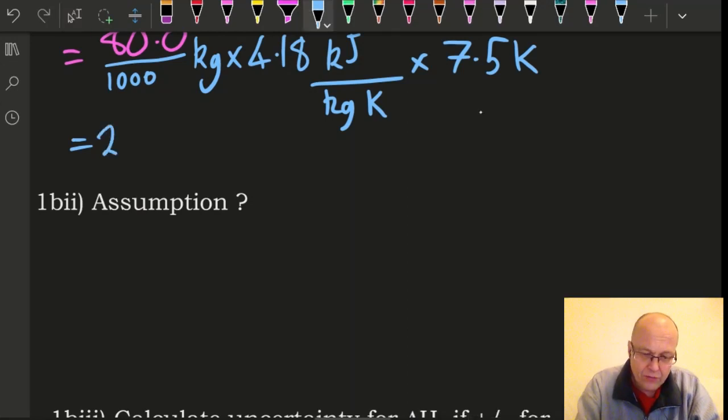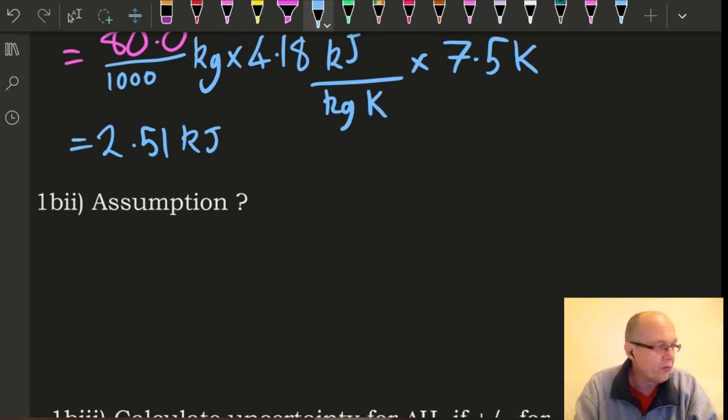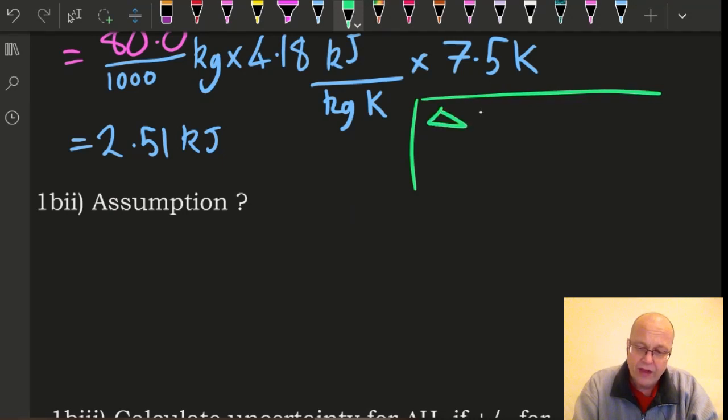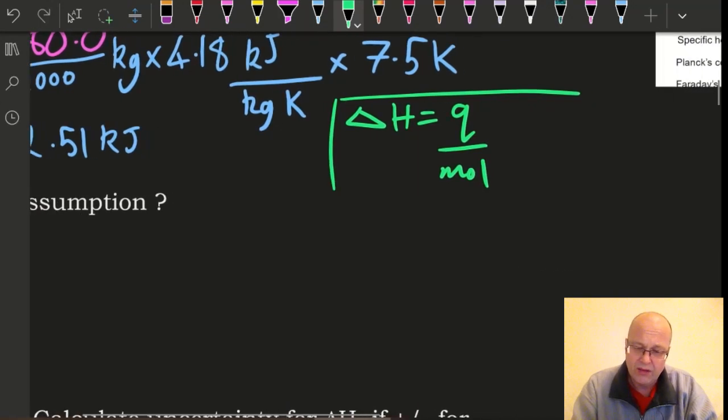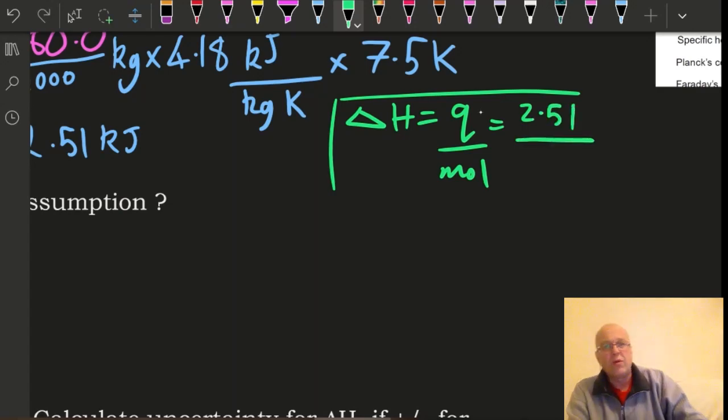So 2.51, and that's where I thought it ended, kilojoules, which is what they asked. But now they're saying, oh, in the examiner's report, we wanted it in kilojoules per mole, but we didn't put that, and I think they should have cancelled this question. Well, let's carry on. So then we'd have to do delta H is Q divided by moles. Okay, well, that's just weird.